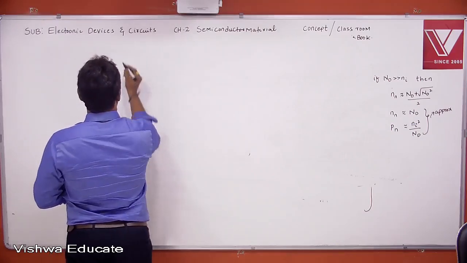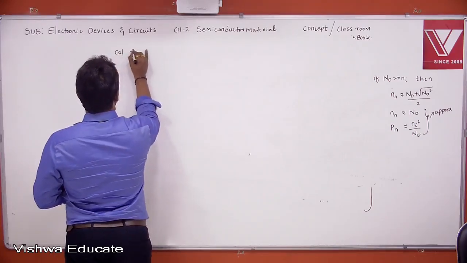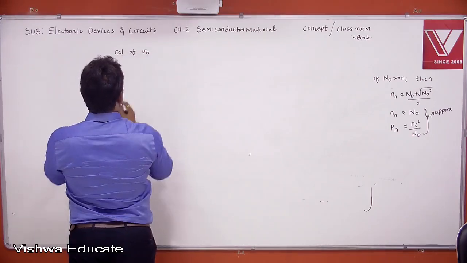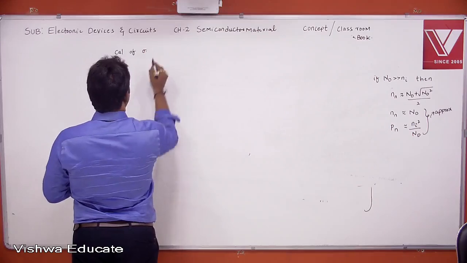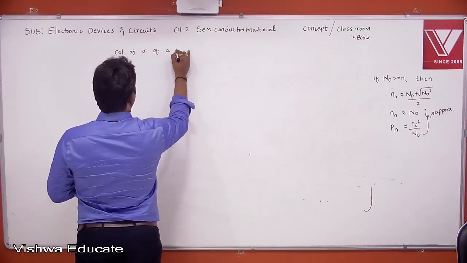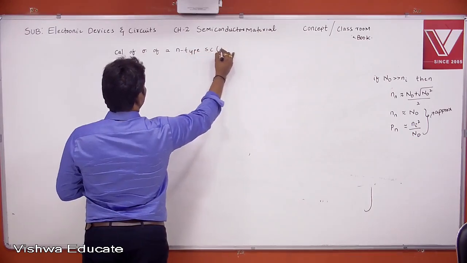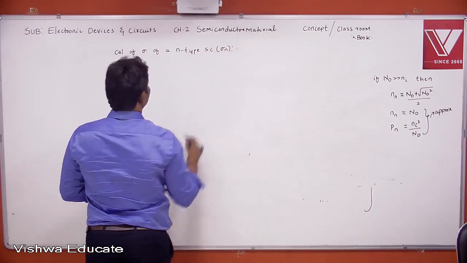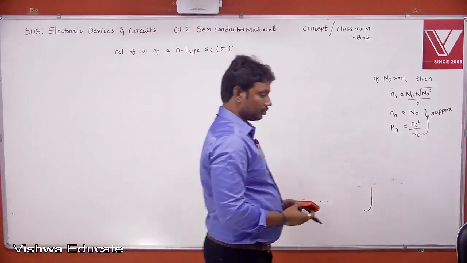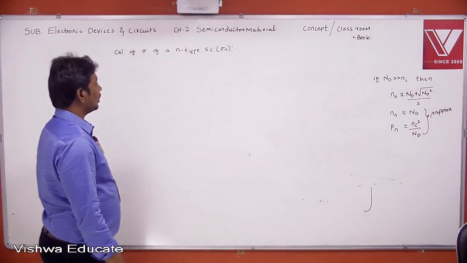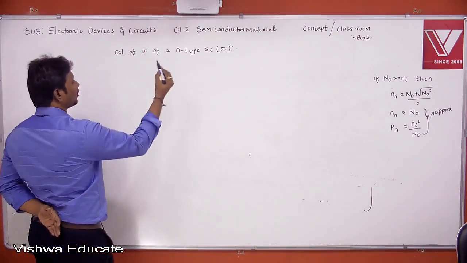Calculation of conductivity of an n-type semiconductor, that is sigma n. So how do we calculate the conductivity of an n-type semiconductor?